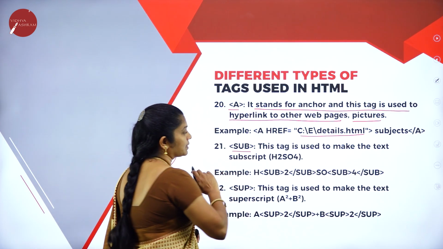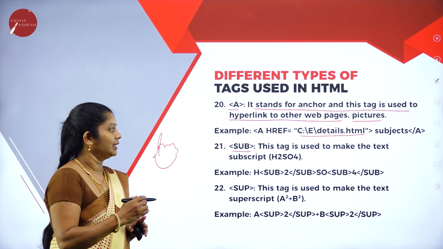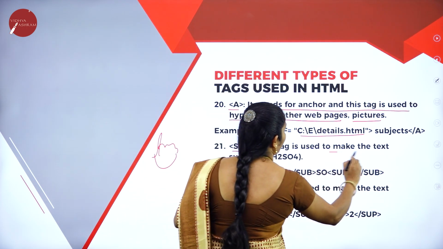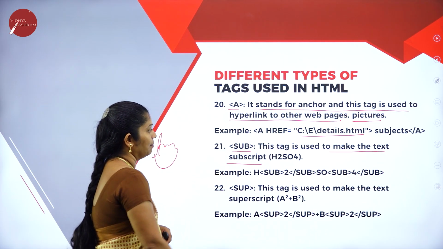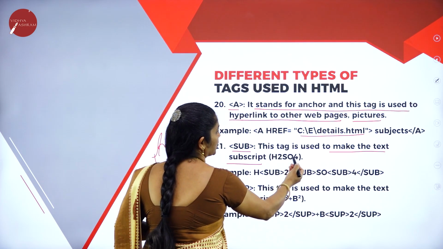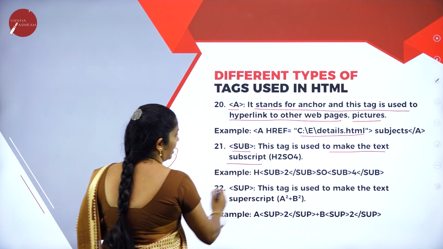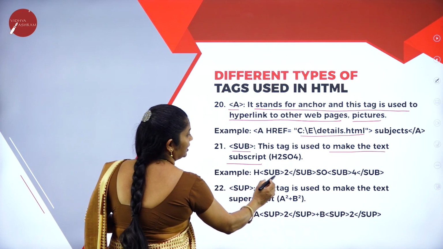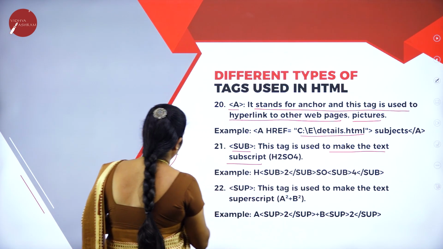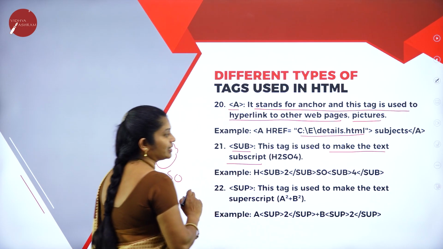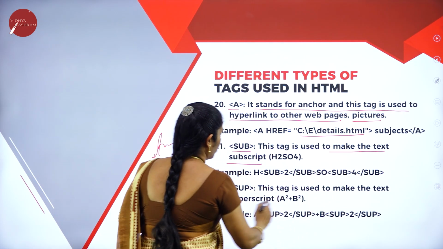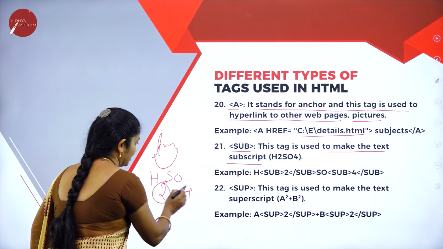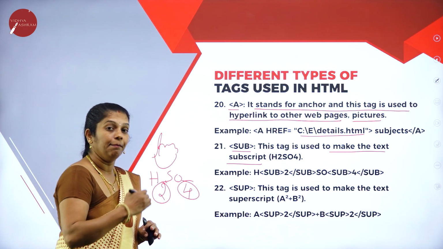Then the next one, subscript tag. When you want to display the data with a subscript, then we use the subscript tag. This tag is used to make the text subscript. For example, I want to display H2SO4. Then how do we display this? H. Then here if I want to write subscript, 2 will display at the base. Then after this we close the subscript. Then SO here it will display. Then once again I start subscript. Then 4 we write, then we close the subscript. That means if you want the data to be displayed at the base, then we use the subscript tag.